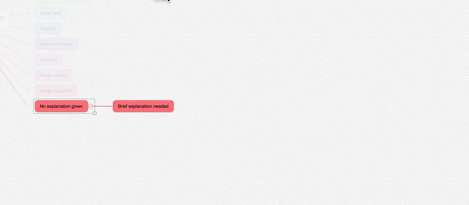And then the final issue is that no explanation is given. Please, authors, add just a brief explanation. We want to use this as a teaching resource as well as an assessment resource for residents, and allowing them to see that explanation is very helpful. Editors, if one isn't there and you can quickly edit it and just add it in, that would be terrific.